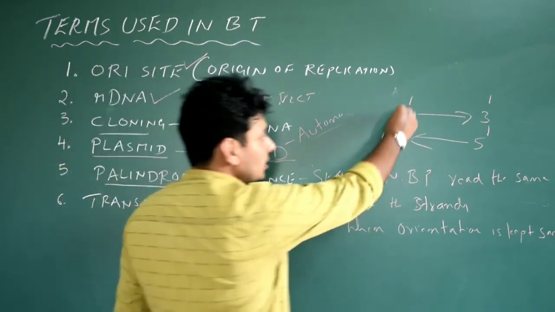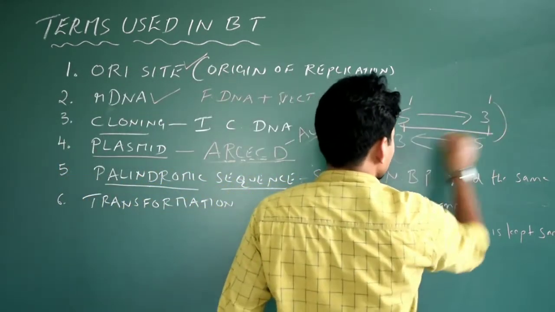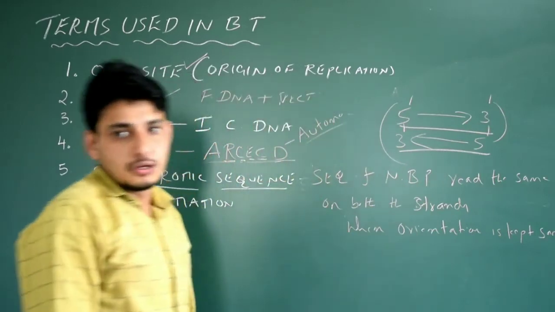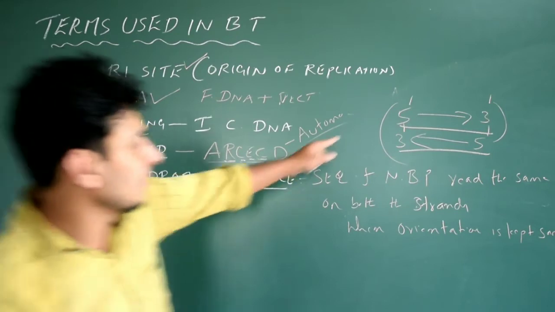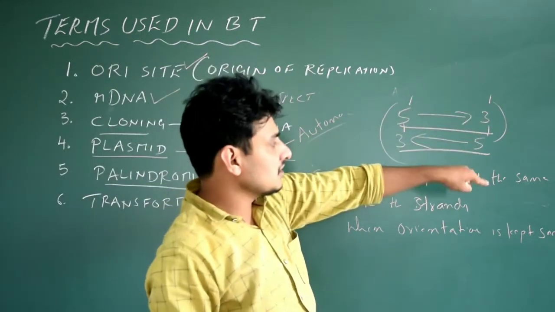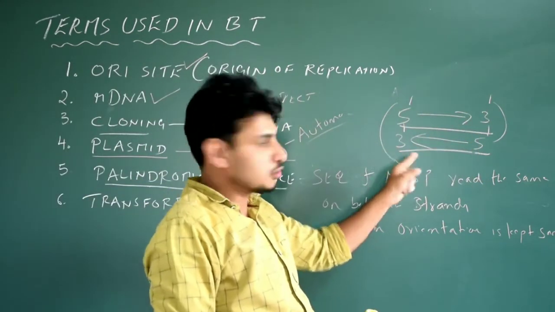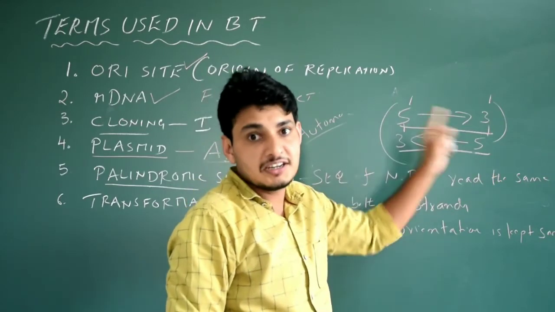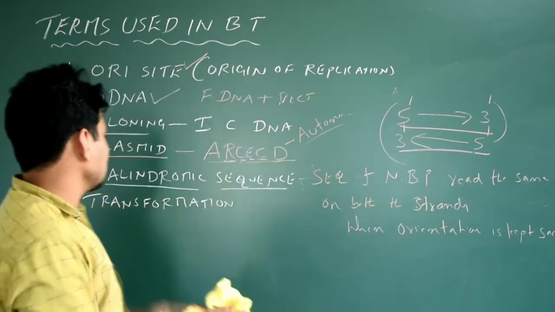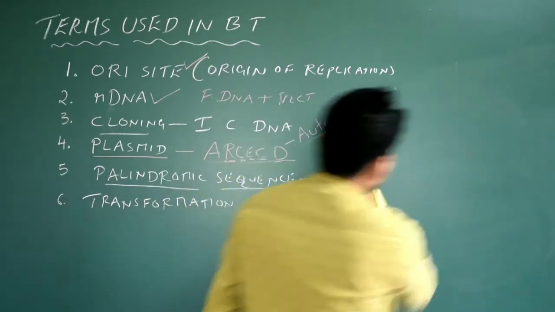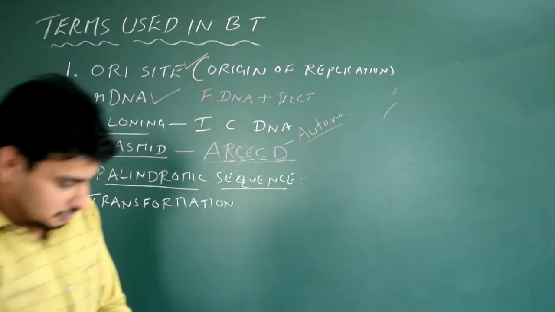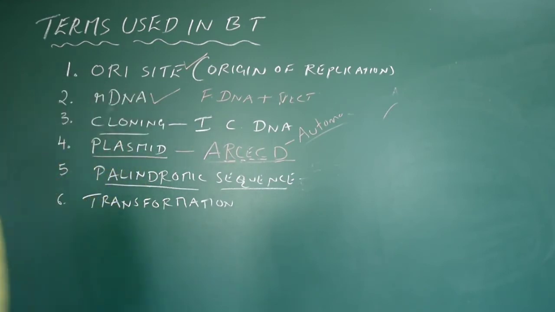Don't be confused with the orientation. This is the rule we need to follow when we read the sequences. One strand is read 5 prime to 3 prime, and the other strand is again read 5 prime to 3 prime. We should not start from 3 prime to 5 prime. That is wrong. Got it? So these are the palindromic sequences. We'll give you one good example of palindrome sequences.